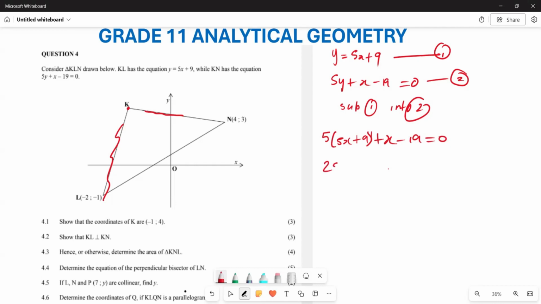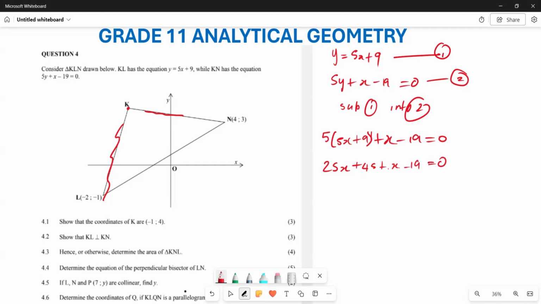Then this is going to be 25x, and then what is it that you're going to do now? 5 multiplied by 9. This is going to be 45 if I'm not mistaken, right? Yes, this is going to be 45 plus x minus 19 is equals to 0.